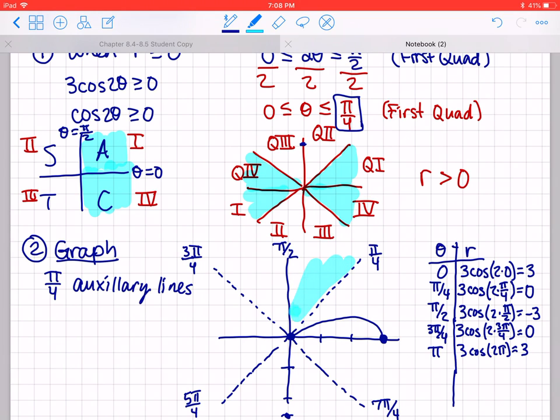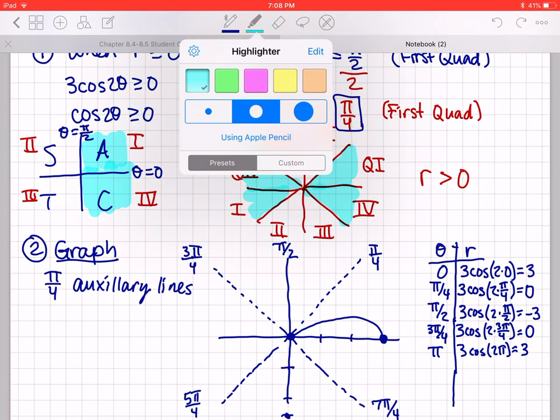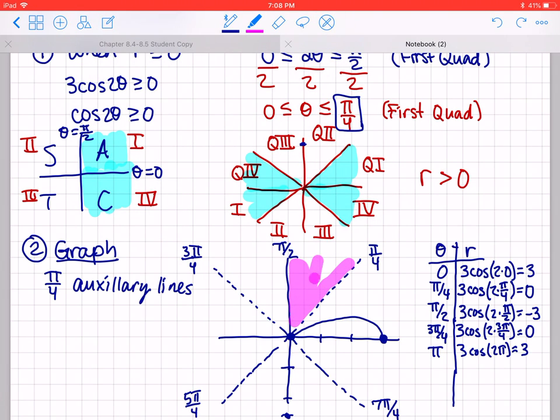For this whole region, the R's are negative. I should probably do it in a different color. Let's say the R's are pink. All the R's are negative in this region, so it's going to be reflected down to this region. All right, so we have our R from the origin, and it goes out to our point. All right, now I think you guys can see the pattern here. You can still substitute in with our auxiliary lines. And then 2 pi. But once you substitute in, we're going to get 0, negative 3, 0, and then when it's 2 pi, you get 3 again.